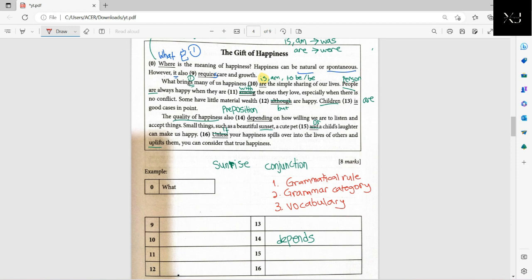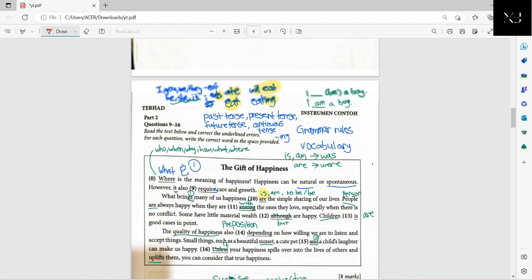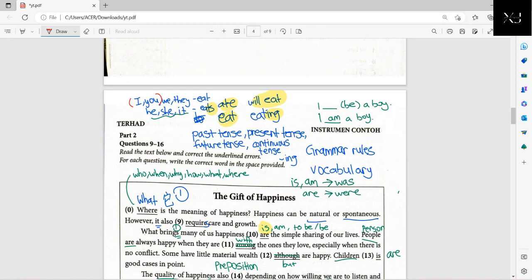Care and growth. What brings many of us happiness are the simple sharing of our lives. Again, this is the grammar category. We need to find out who is the family members of the word are, which is am, or to be, or be. Usually when we see the sentence, the correct sentence is obviously I am a boy, or he is a boy. They are boys. Sometimes they want you to fill in the blanks. They will write the word be here, but do not change the word be. You can change it to either is, am, or are only.